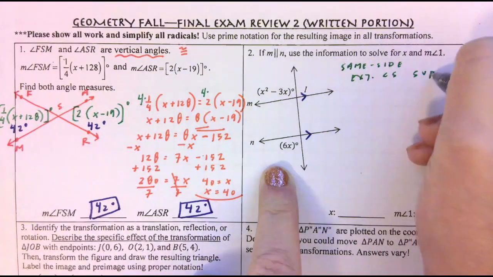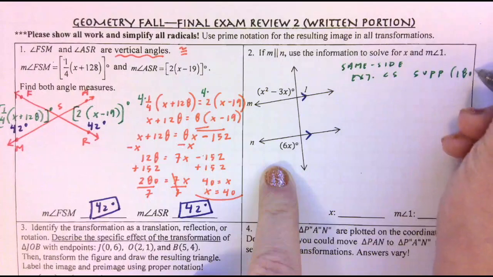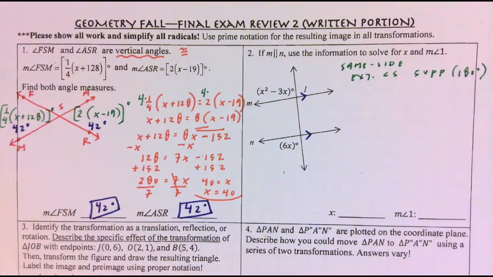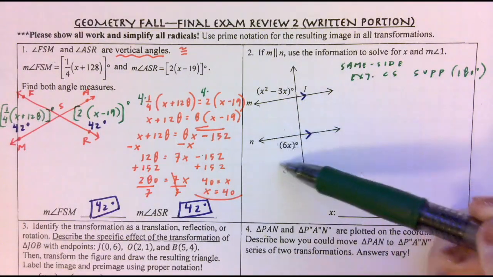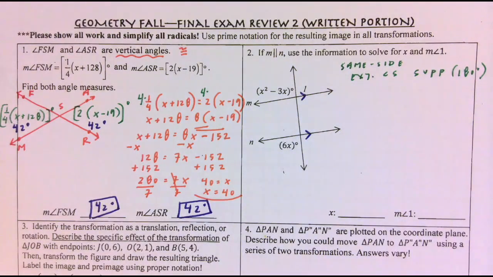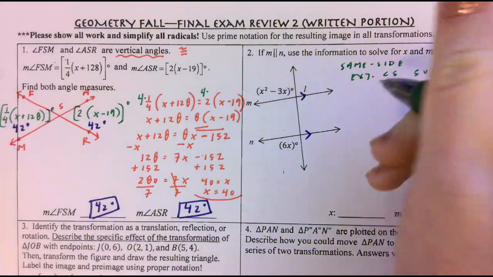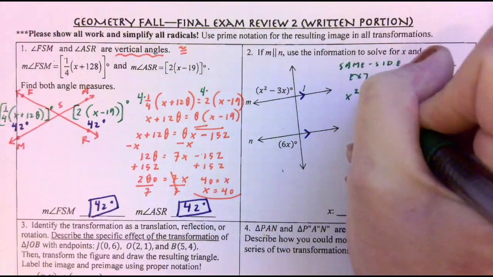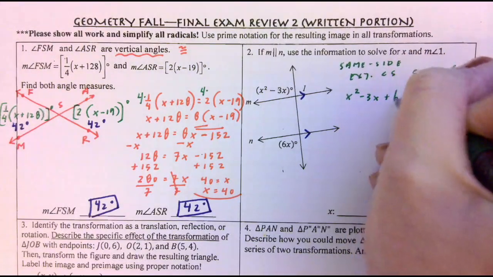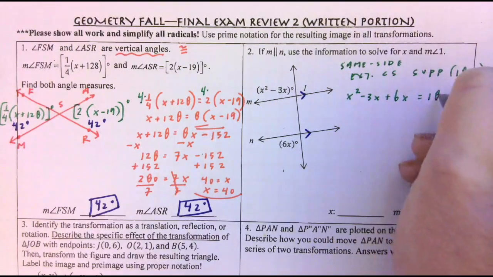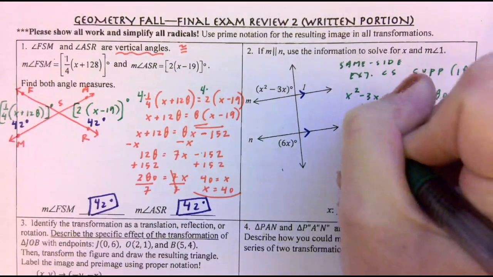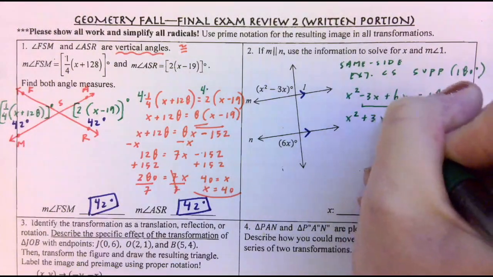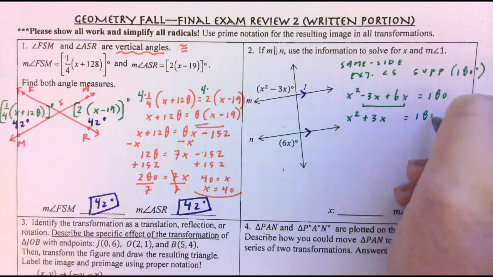They are supplementary, right? So their measures add to 180. Now let's say that you forget that language. That's okay. Remember, you can visualize this angle could slide into its corresponding position right here, and then they'd form a linear pair, right? Linear pairs are always supplementary. So now we build our equation. x squared minus 3x plus 6x is equal to 180. Okay, now if I combine those linear terms here, I have x squared plus 3x equal to 180.